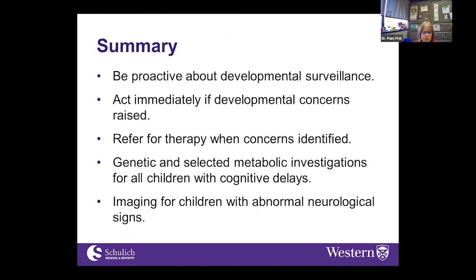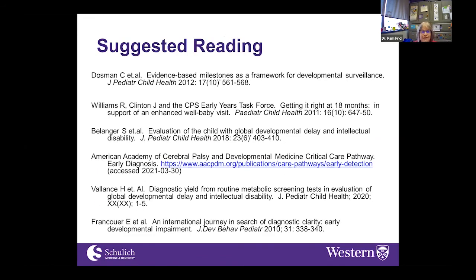So that's a quick overview of approaching the child with a developmental delay. My summary comments would be to be proactive about surveillance, act immediately if you get a problem, and refer for therapy early. And again, if you access the presentation, I've put in the whole reference list for the papers and things that I cited. So I hope that if you have more interest, you will look that up and read the specific details. And that's all that I wanted to present.